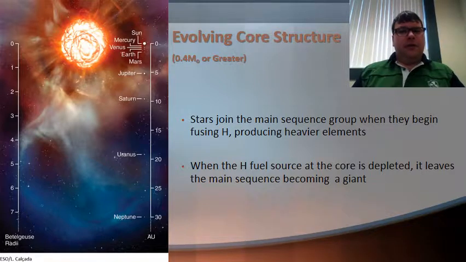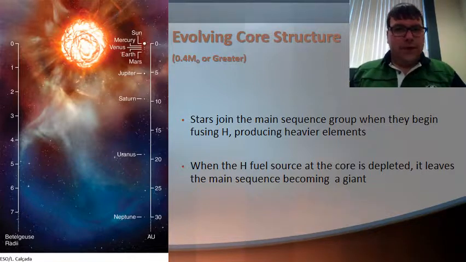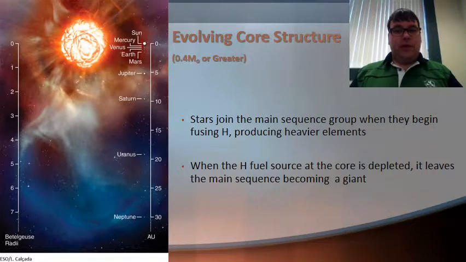Betelgeuse, on the other hand, is far, far larger. Betelgeuse is really about the size of Jupiter's orbit, just about. So by comparison, our sun is very small.